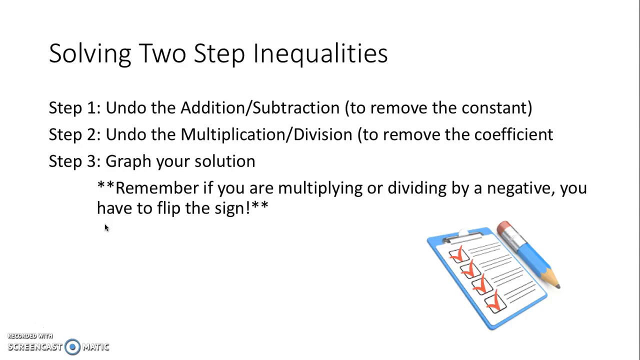Step 1. Undo the addition or subtraction, whatever is in that inequality. What we're doing with that is removing the constant so we can try to get that variable by itself. Step 2, we're going to undo the multiplication or division, and the purpose of that is to remove the coefficient, or the number that is right next to the variable. Step 3, we're going to graph our solution on a number line. And remember, if we're multiplying or dividing by a negative number, we have to flip the sign. Please don't forget about that. So let's take a look at some examples.